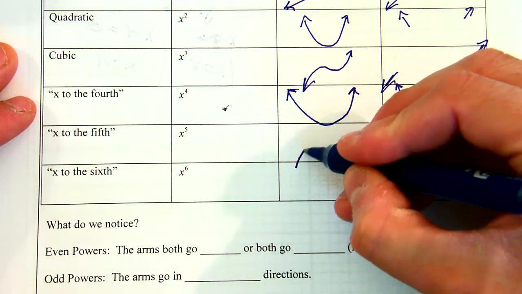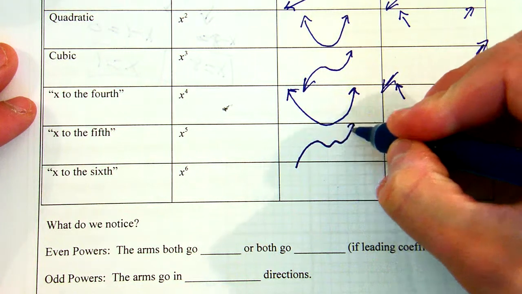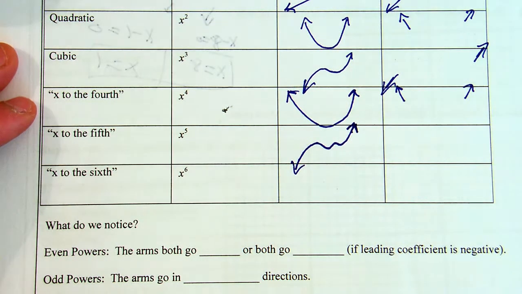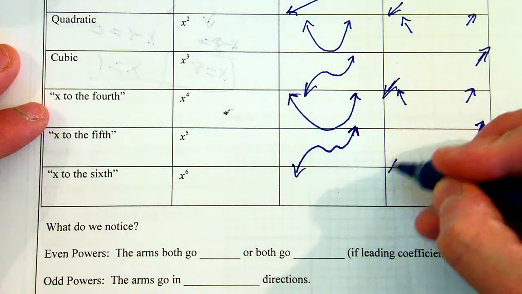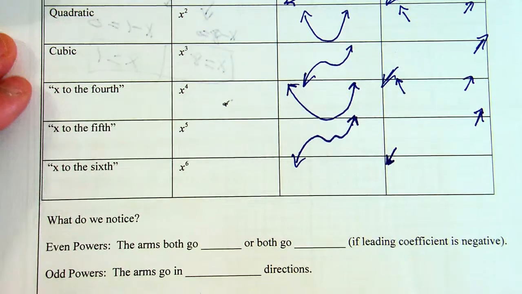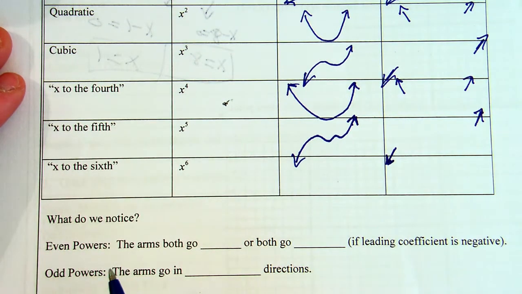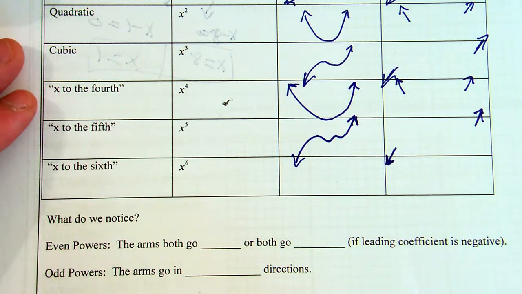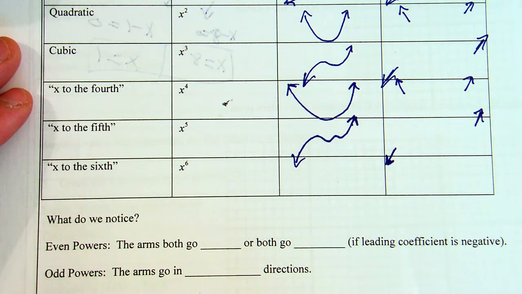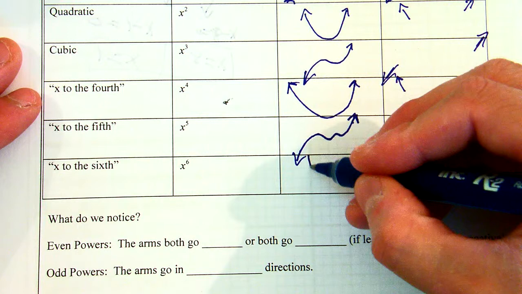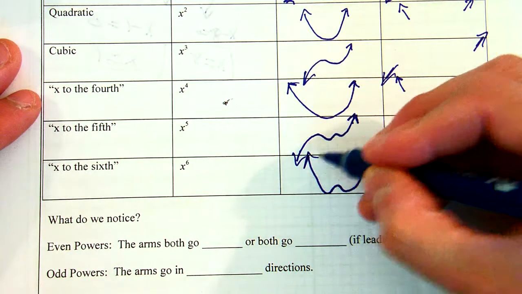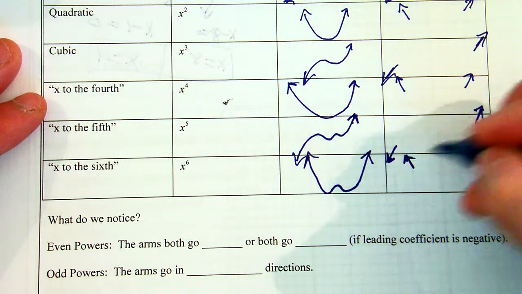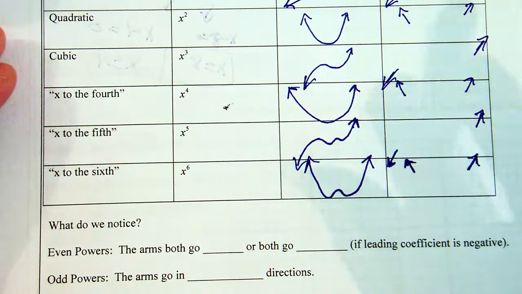Who knows? Just kind of like this thing here. But where are the arms going? One arm goes up, one arm goes down. And what about x to the sixth? Can you guess what that's going to look like? X to the sixth can look like a W. Doesn't need to, though. And the point is, both arms are going up here.